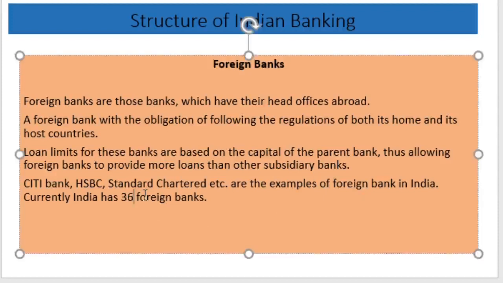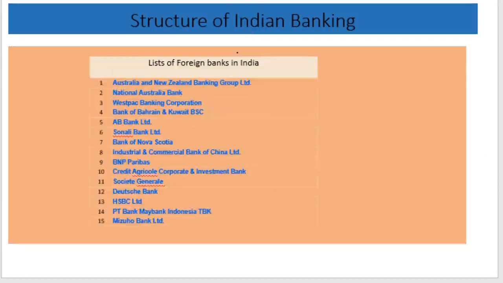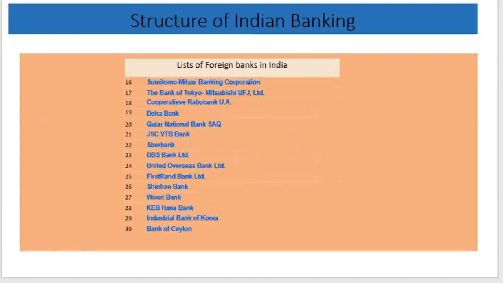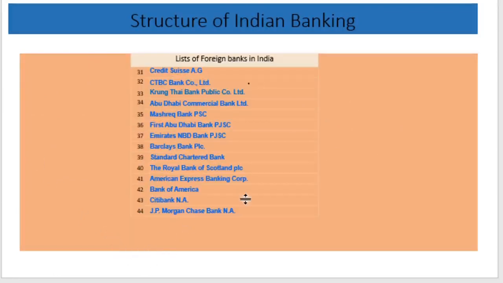Nowadays, we have 44 foreign banks in India. The list of foreign banks is given in the following tables. We have altogether 44 foreign banks presently as on April 2020.